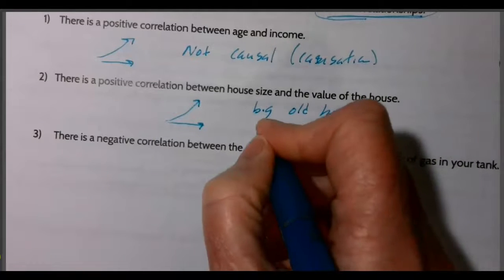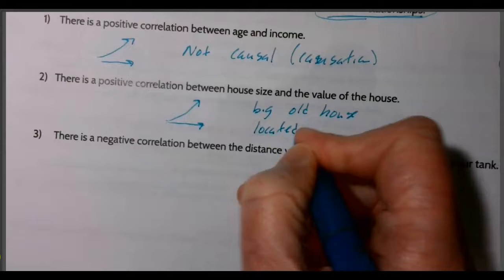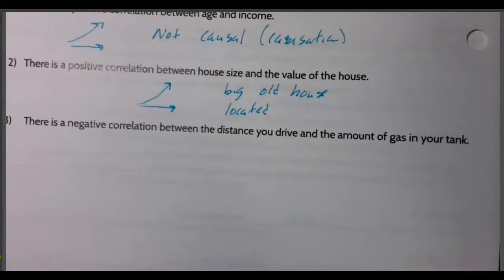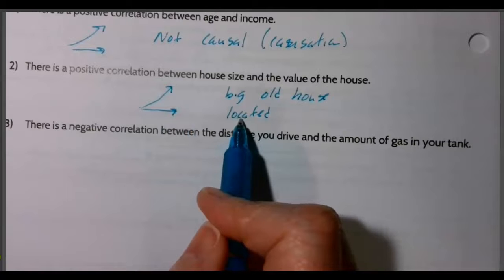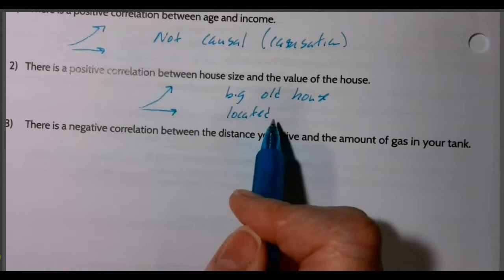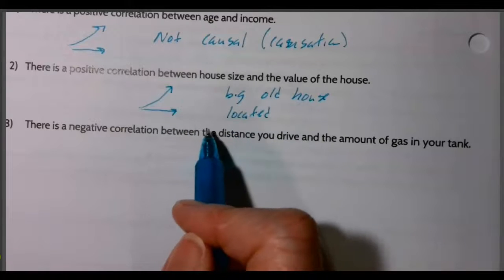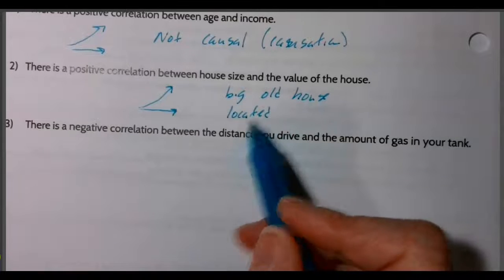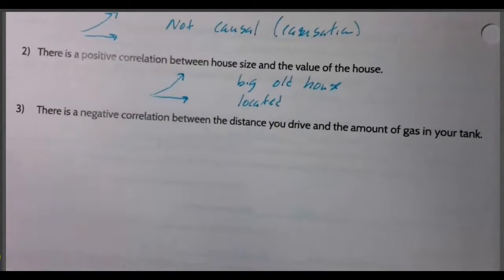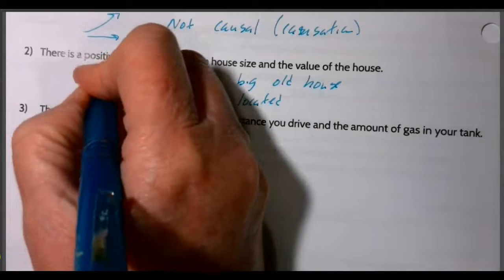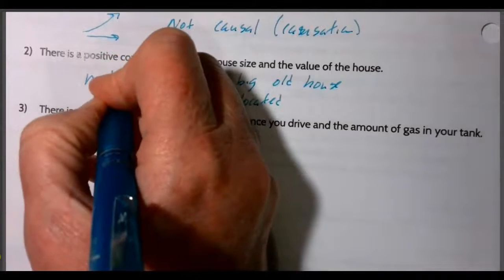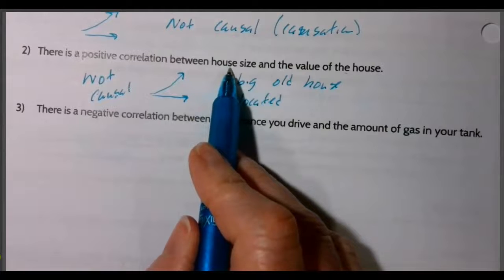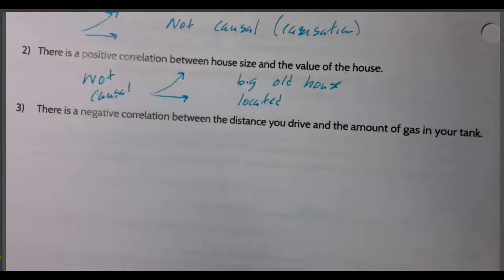No. What if it was located in a place that wasn't safe? There's big old houses. We could even find those probably around the Kansas City area. Big houses, okay? But nobody wants to buy them because they feel that they're not safe. So a lot of things could affect it. Also, the condition of the house. So this one is not causal. The value of the house is not caused by the size. So those two, one does not affect the other.